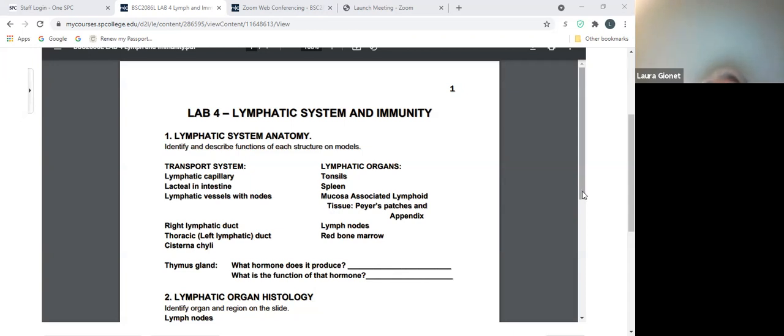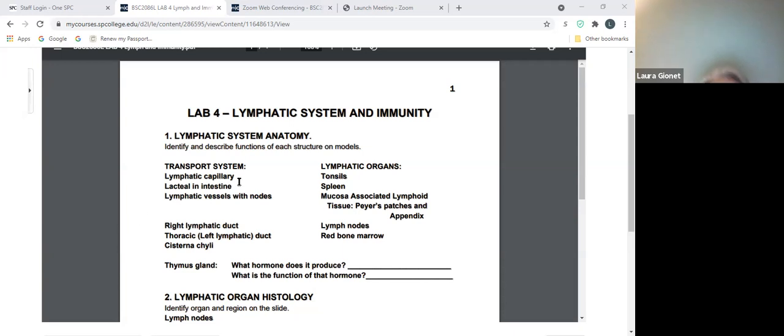We're going to go through not only the notes that I put up there, which actually have a good number of pictures that I used, and then we're going to go through the images as well. So the first thing we're doing with the lymphatic system is just identifying anatomy, identify and describe functions of each of the structures on the models.